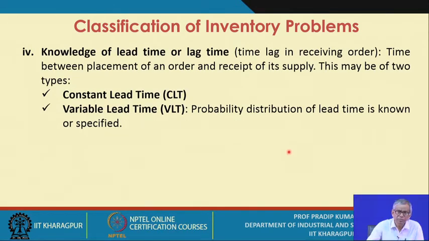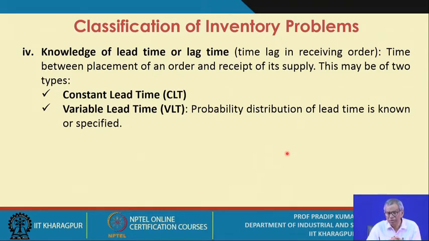Knowledge of lead time or the lag time. So what is the lead time or the lag time? The time between placement of an order and the receipt of supply. I repeat, the time between placement of an order and the receipt of the supply. So this time difference is referred to as the lead time or the lag time. So this is an important factor to be considered in inventory problem classification. Knowledge of lead time or the lag time, time lag in receiving order. That's it. Time between placement of an order and the receipt of its supply.